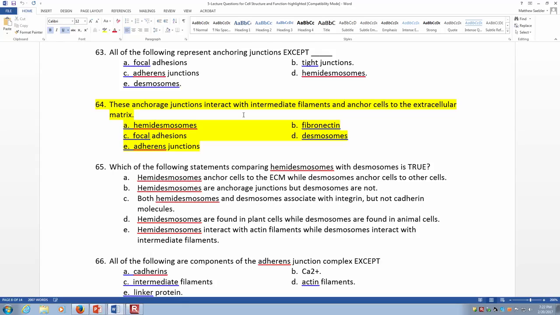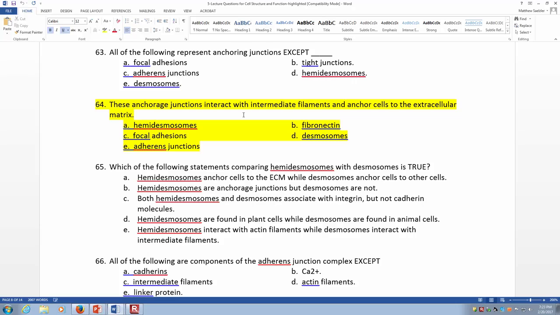So if you don't know the answer off the top of your head, you should be flipping back through your notes. So we defined each of them. No. You're close. In terms of the name. It's not E. Getting closer. Right, A, hemidesmosomes. So hemidesmosomes.